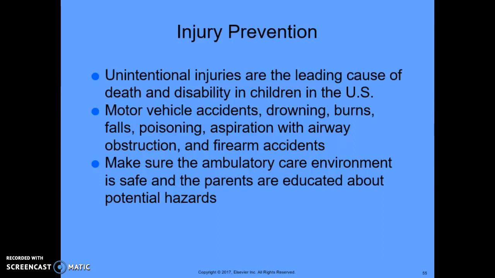Make sure the ambulatory care environment is safe and that the parents are educated about potential hazards. Childhood injuries are linked to the child's growth and development level and usually are preventable.